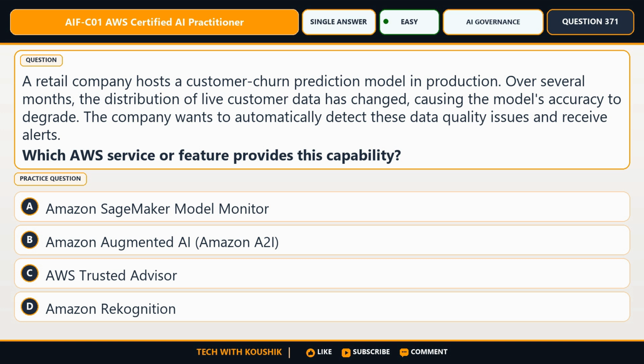Use the scenario constraints to assess these choices. Choice A, Amazon SageMaker Model Monitor. Choice B, Amazon Augmented AI, Amazon A2I. Choice C, AWS Trusted Advisor. Choice D, Amazon Rekognition.